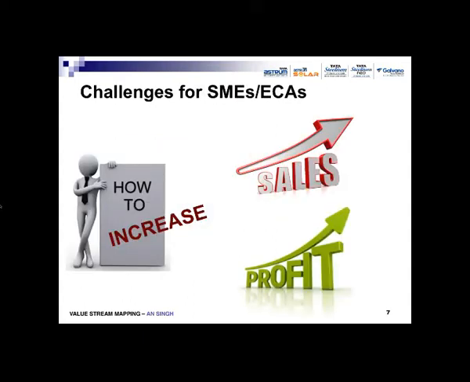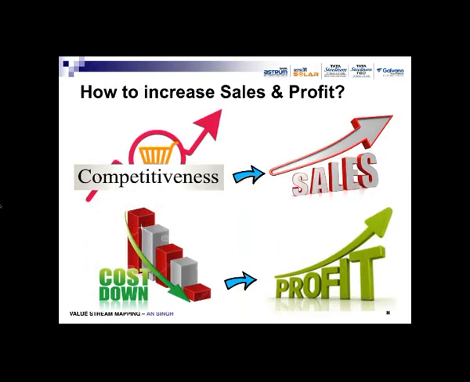So what are the challenges for every small, medium enterprise or the emerging corporate houses? In fact, for all the companies, first is to increase the sales, and second is to increase the profitability. So the sales revenue, what we call the top line, has to be increased, and at the same time the bottom line, the profitability, has to be improved. These are the two basic targets for every business organization. How to increase the sales and profit together?